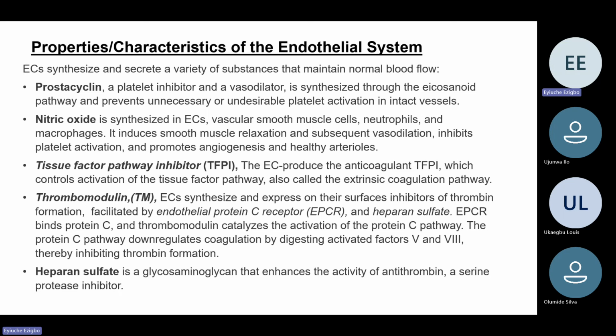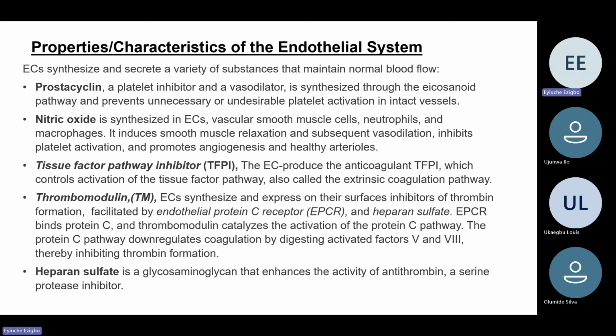And all these things will work towards ensuring that blood does not clot unnecessarily, that blood that flows in the system remains fluid. So this is the basic function of the endothelial cells. Also, apart from these substances that the endothelial cells secrete, even the shape of the endothelial cells, the way they are organized in the blood vessels, they are rhomboid and continuous cells.